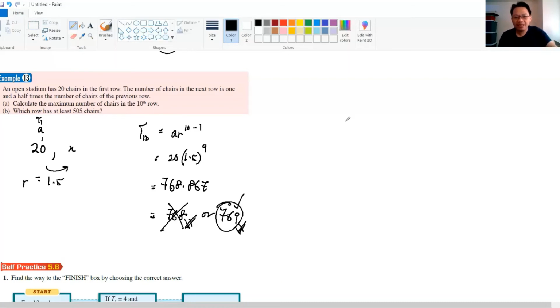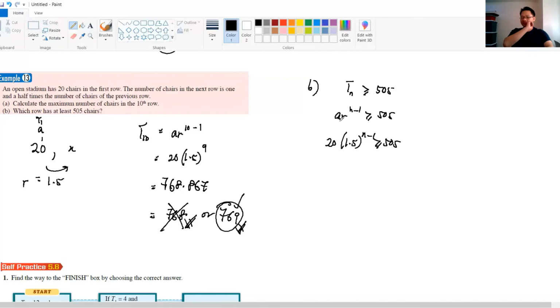Now for question B, which row has at least 505 chairs? We don't know which row, but at least means more than or equal to 505 chairs. So we apply the formula a r to the power n minus 1. So a is 20, 1.5 to the power n minus 1, more than or equal to 505.